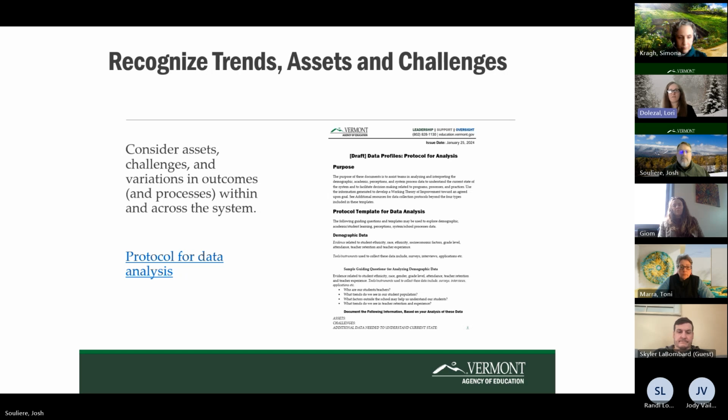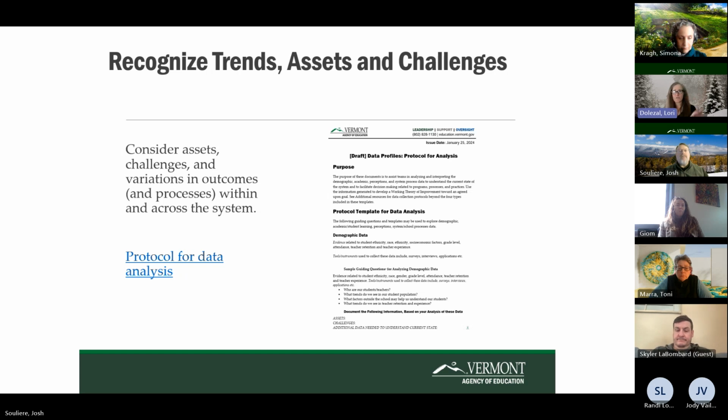So once you have compiled and analyzed data from these multiple sources and data types, you can begin to identify some trends, assets, and challenges across your system, as well as understand where and why variation might be occurring within the system. So you can use your assets to help improve other areas of the system, hopefully. And then you can also do root cause analyses to uncover those underlying reasons why challenges are occurring. And you might want to use the sample protocol displayed here for your analyses.